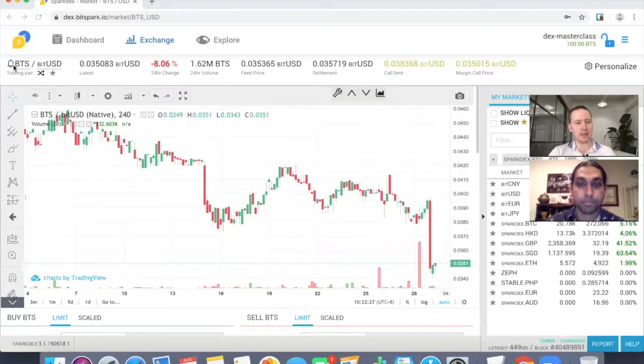Obviously, this is the core market here. That's what we're looking at. We've got the last price, the last executed trade. We can actually look at some of the previous market trades as well. We'll look at that in a moment. We've got the 24-hour change. So it was a big move overnight, which is interesting. We've got the volume denominated in BitShares.